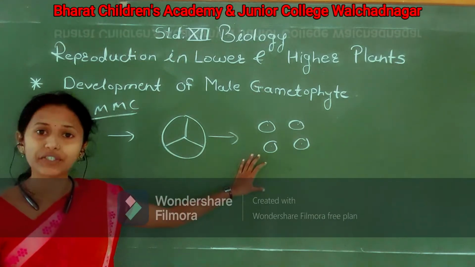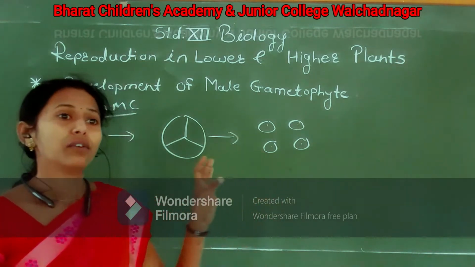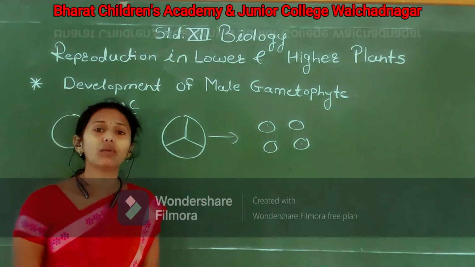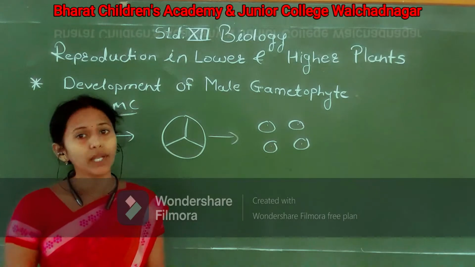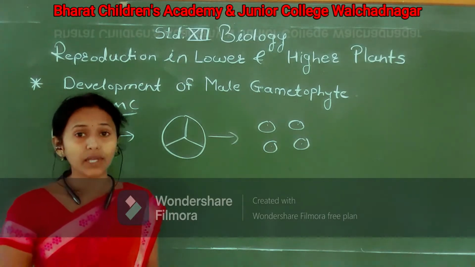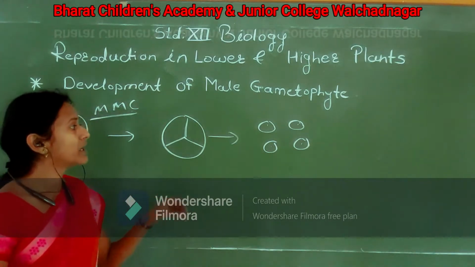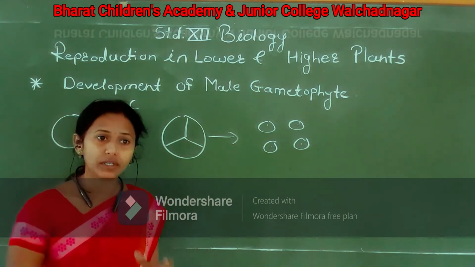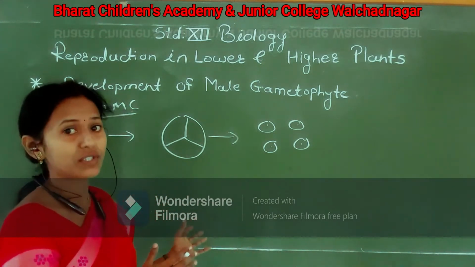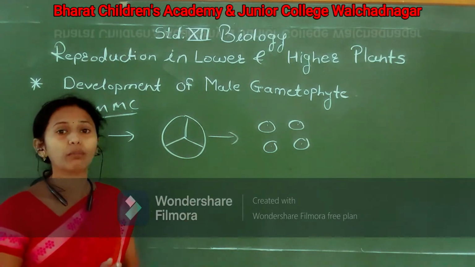Male gametophyte is a part of the plant which helps in the production of male gametes, and because of that it is called a male gametophyte. And these male gametes are formed inside this pollen grain. So we first study the structure of the pollen grain.